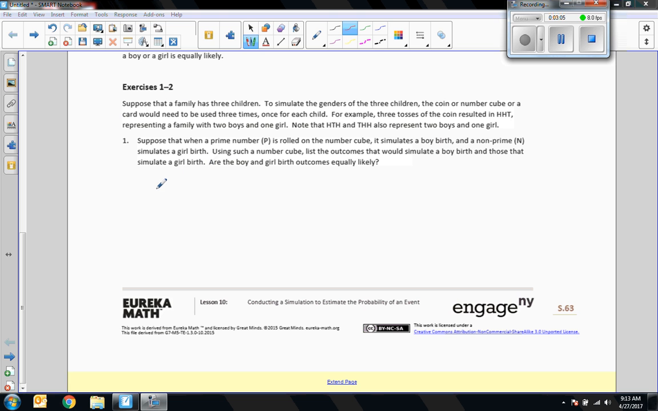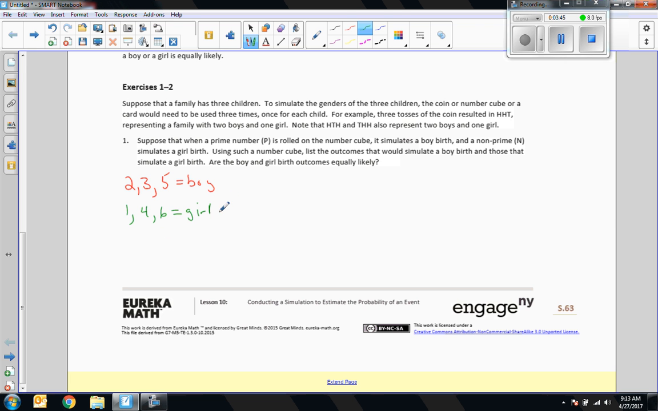Okay, so we have a die with 6 sides. If I roll a 2, that's prime. If I roll a 3, that is prime. And if I roll a 5, that is prime. So if I roll any one of these, that will equal a boy. Okay, if I roll a 1, or a 4, or a 6, that would be a girl. Remember, 1 is not a prime number. 4 is 2 times 2, 6 is 3 times 2, so they're not prime.